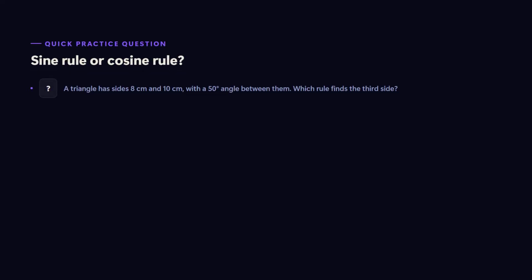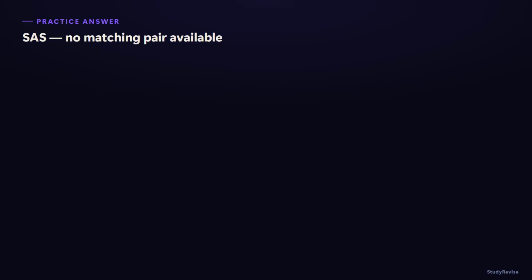Quick practice first. A triangle has 2 sides, 8 centimeters and 10 centimeters, with an angle of 50 degrees between them. Which rule would you use to find the third side, the sine rule or the cosine rule? The cosine rule, 2 sides and the angle trapped between them. That's SAS, with no matching angle opposite side pair anywhere, so the sine rule can't be used here.